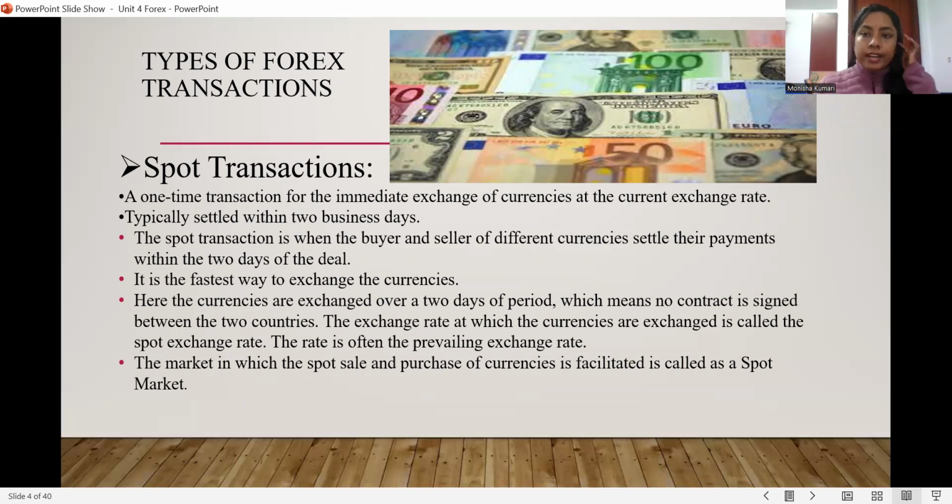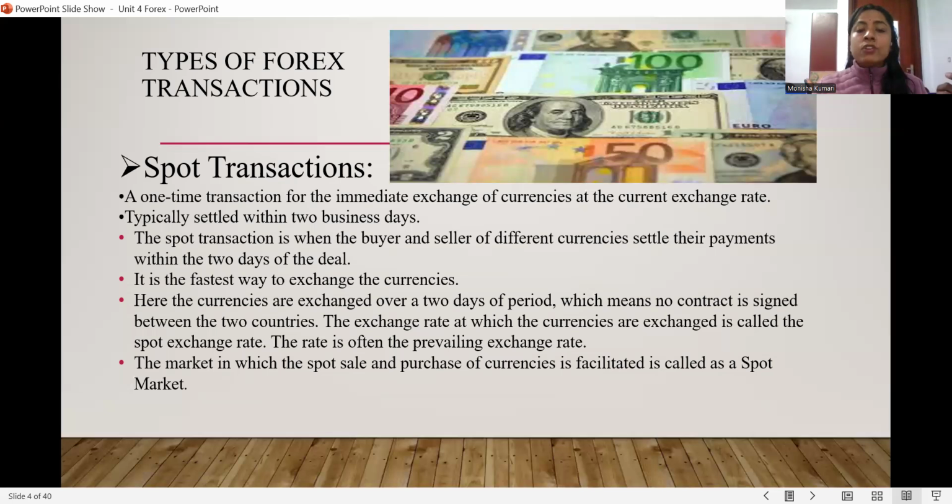Various foreign exchange transactions are also there, like the spot transaction. The word spot says that at that very point only, meaning the transaction which is majorly settled within a short duration of time, within 2 days. We can say that it is a one-time transaction for the immediate exchange of currency. Typically, it can take a maximum of 2 business days.